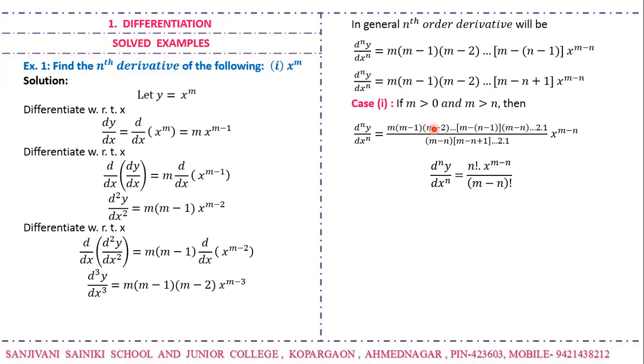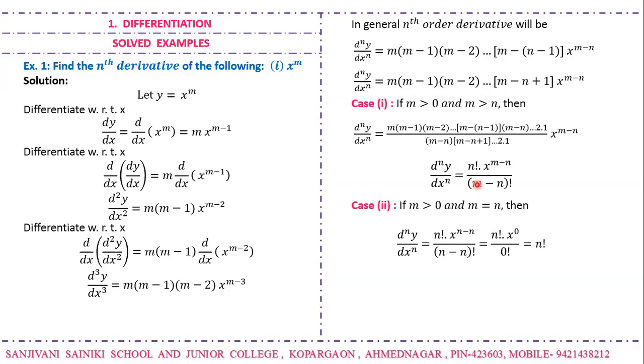Now what is m factorial? m factorial is the product of the numbers which are less than or equal to m. Similarly, m minus n factorial, and the term x raised to m minus n as it is. So this is the formula for the general nth derivative of the given function.